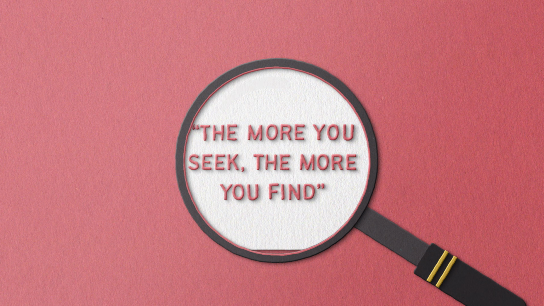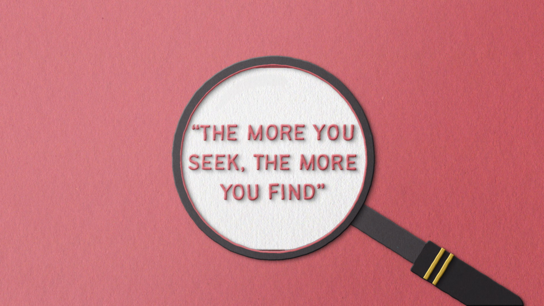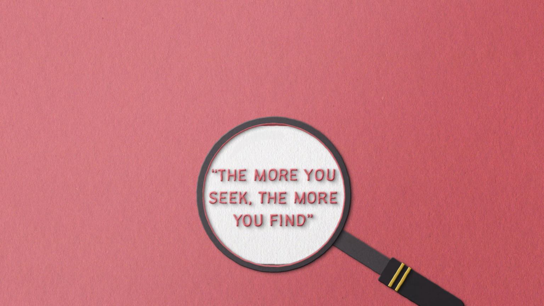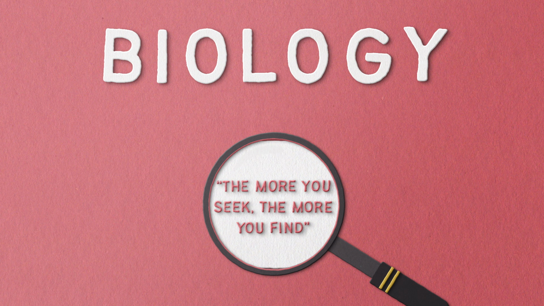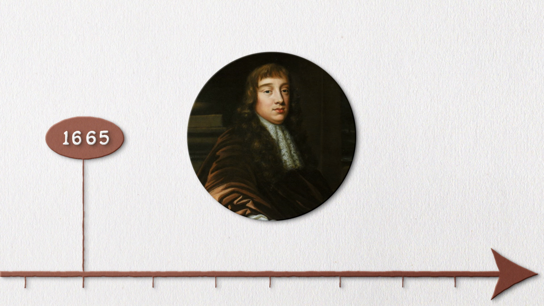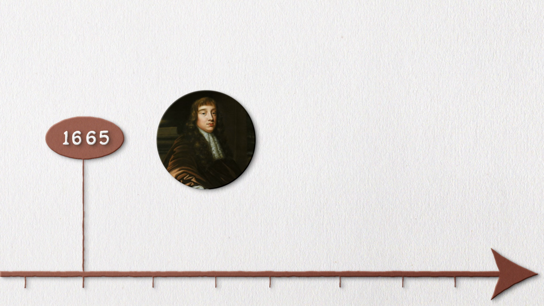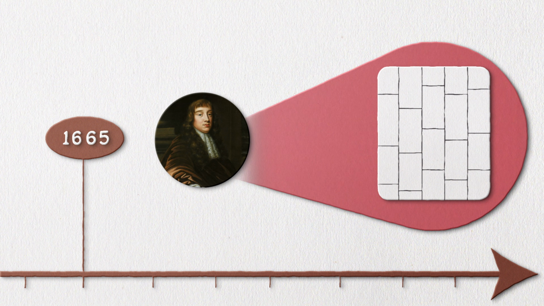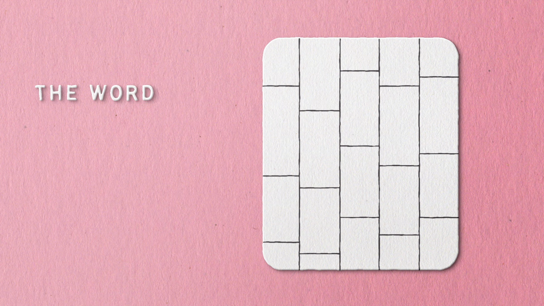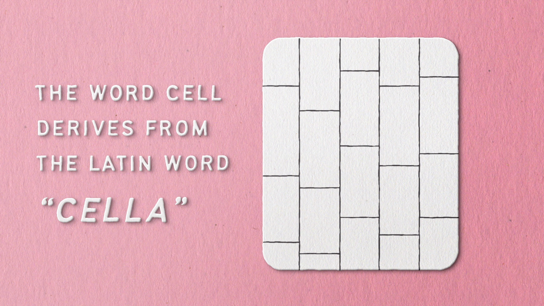The more you seek, the more you find. Well, this is perhaps the truest statement when it comes to biology. In 1665, Robert Hooke discovered using a microscope that corks had tiny pore-like structures within them. He named these pores cells. The word cell derives from the Latin word cella, which means a simple room.